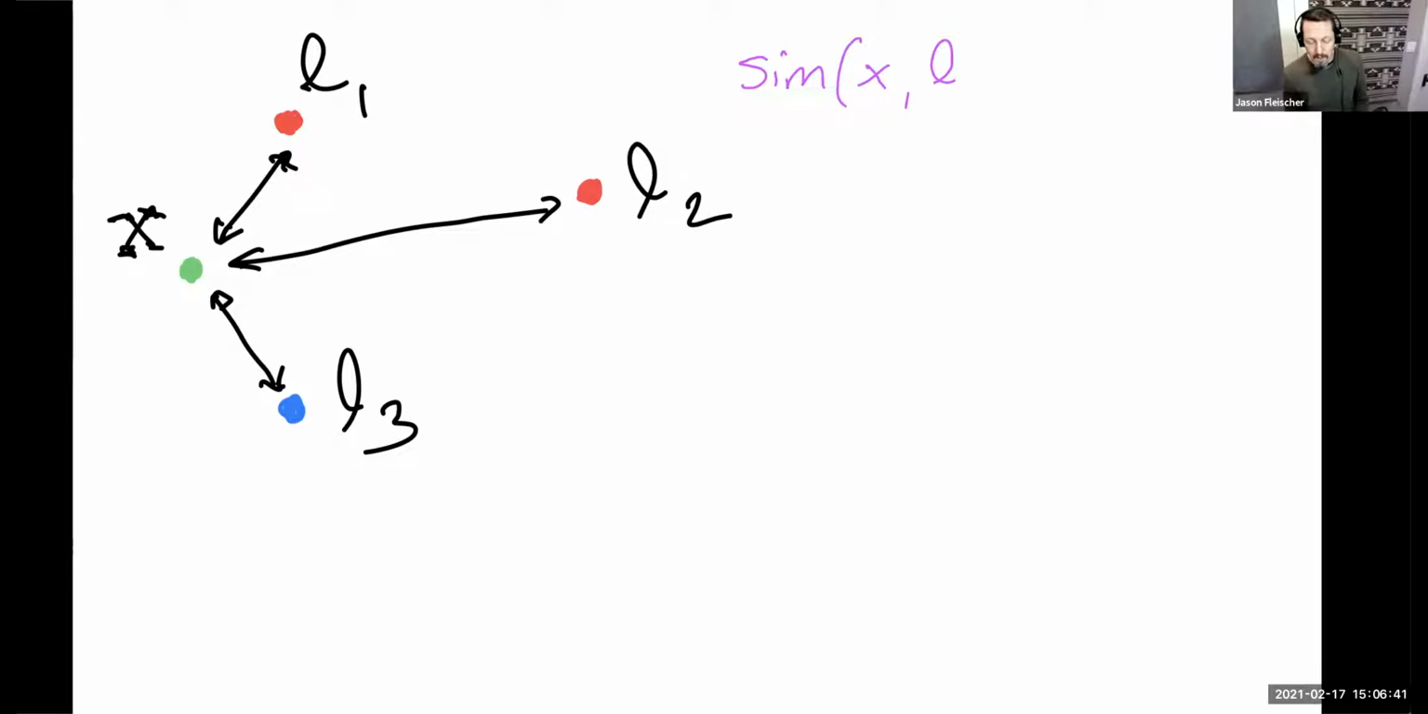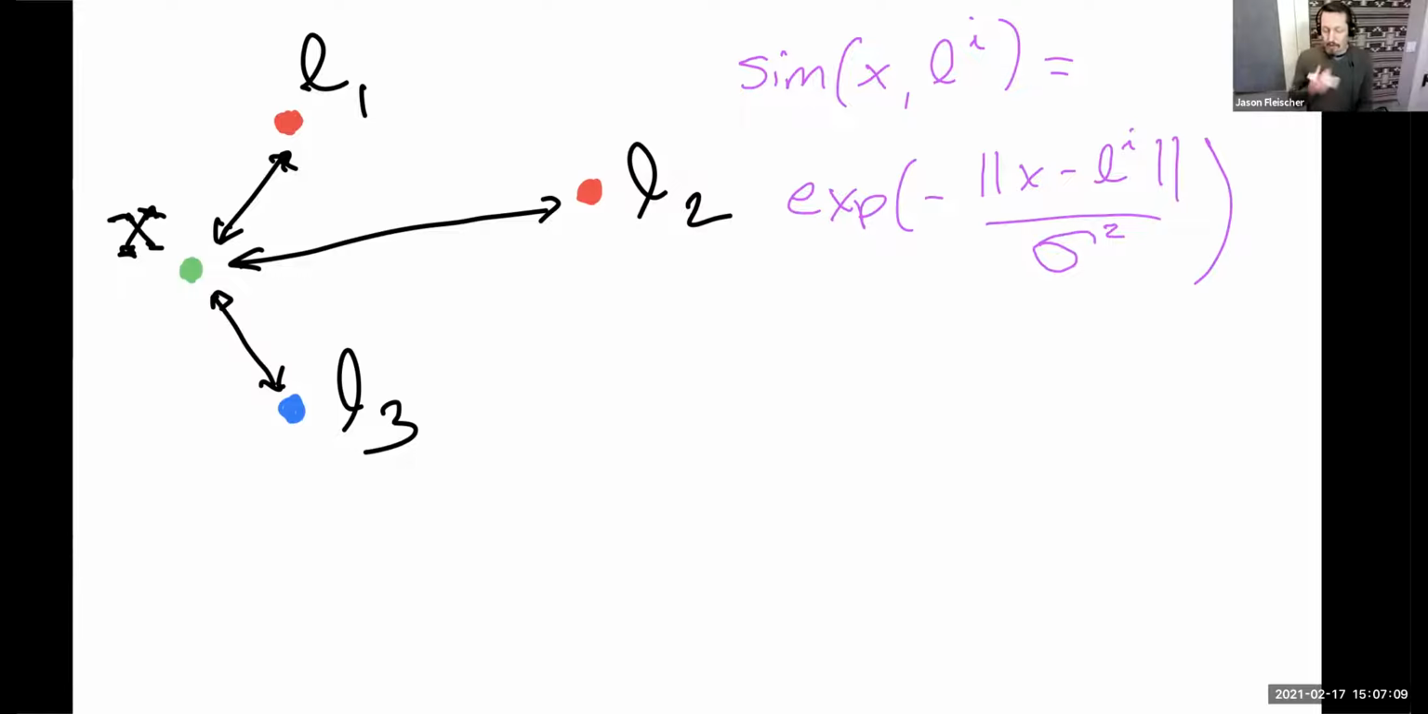So that similarity would be something like the exponential of the norm between this data point X and one of these landmarks that we have defined, all over the standard deviation of this Gaussian, right? Anything that has this shape of an exponential to the minus some value over sigma squared has the beautiful shape of a Gaussian curve.